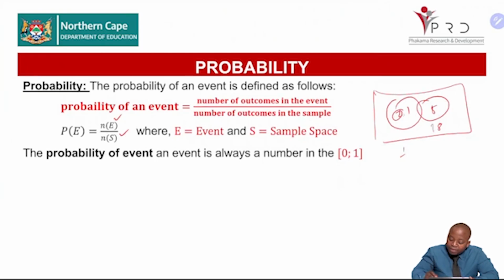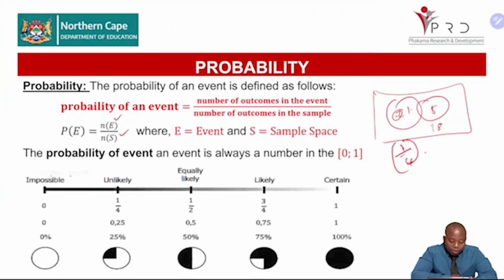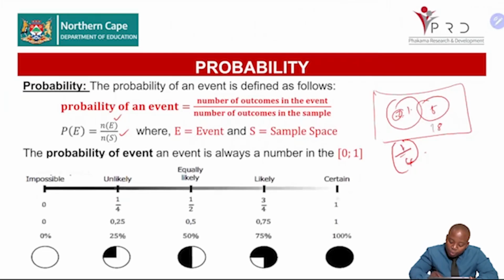So if I was looking for that of 2, it's going to be 1 over the total, which is 1, 2, 3, 4, so over 4. The total in the sample space was 4. Then where E is the event and S is the sample space, the probability of an event is always a number between 0 and 1. So when you look at our scale, it starts from 0 to 1.